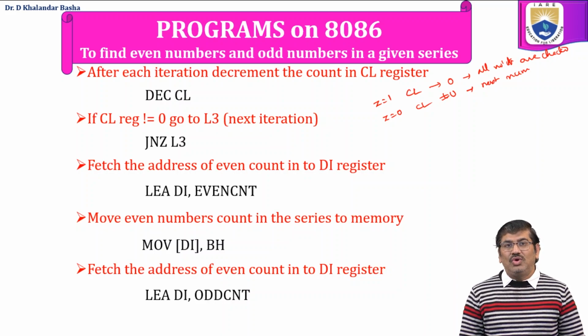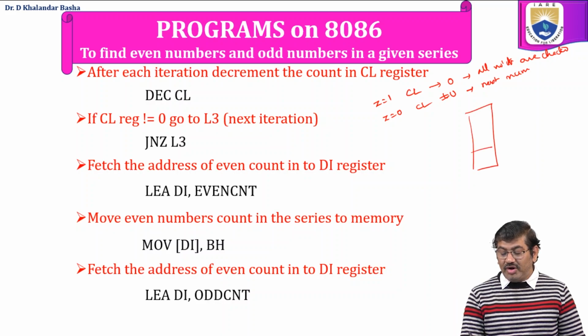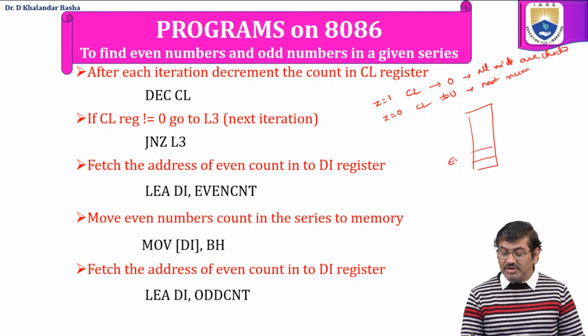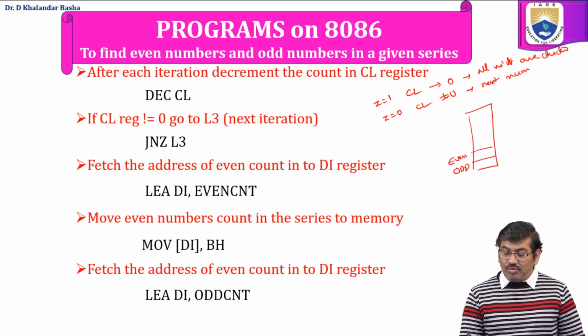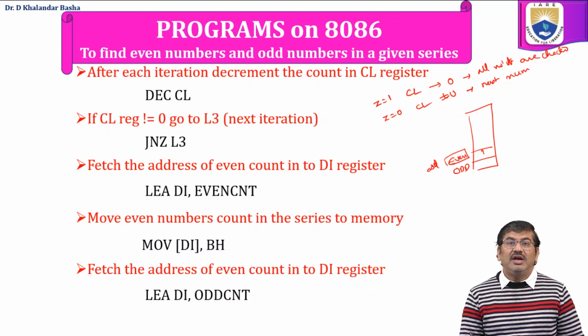Then I want to load the counts which are in the BL register and BH register into memory. As we said earlier, in memory we have reserved two memory locations. One is for even count, another one is for odd count. So now I want to move the counts into these memory locations. How do we move the content into this memory location? Before that, we have to fetch the address of it.